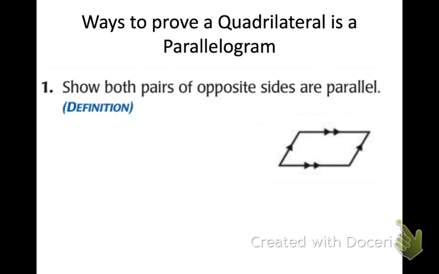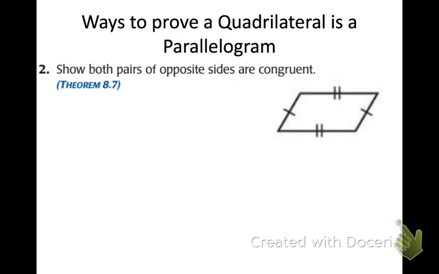Option number 2. Show both pairs of opposite sides are congruent. Now this is Theorem 8.7. You do not need to memorize these numbers, so I wouldn't even worry about writing that down. I just was being lazy and screenshot it from the textbook pages. So show both pairs of opposite sides are congruent.